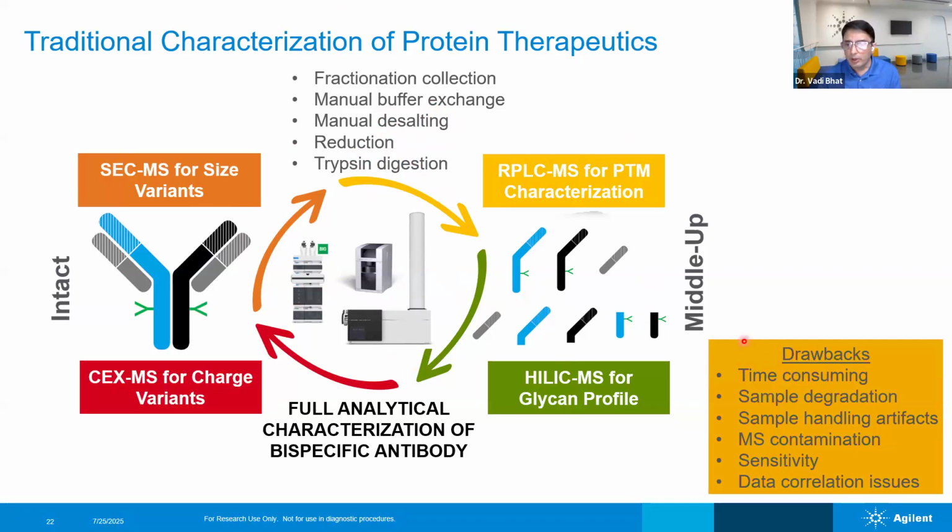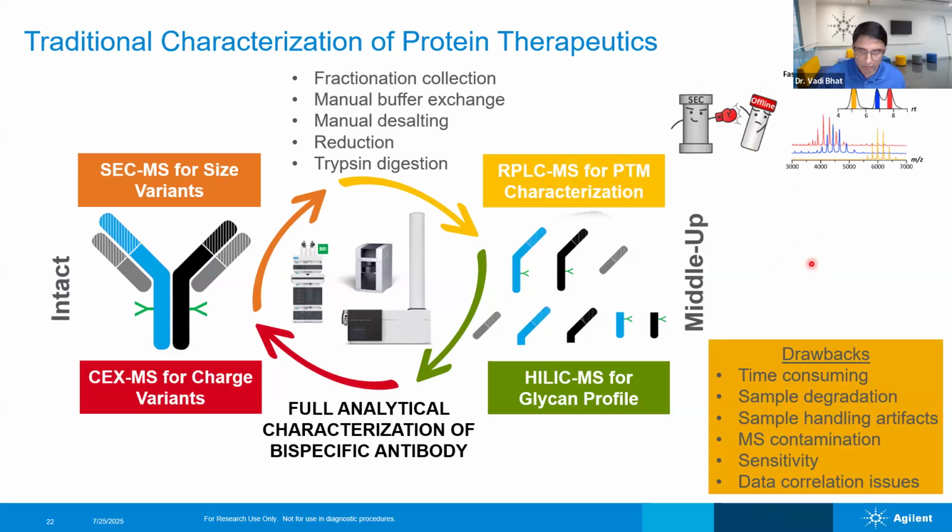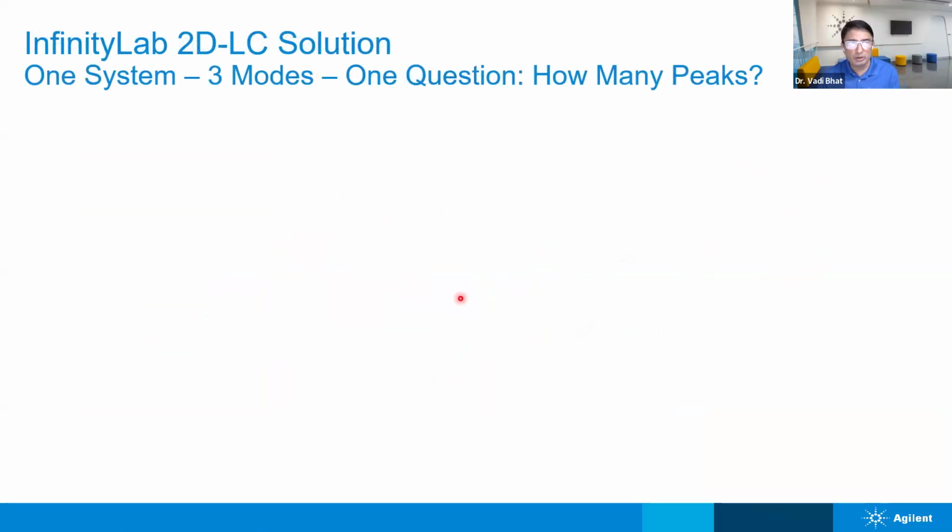Now, the drawbacks, as I mentioned: time consuming, like fraction collection, sample degradation can happen, contaminations can happen, loss of sensitivity, and data correlation can be an issue, because manually you have to do certain things. Now you can get rid of all these things, and you can do an online two-dimensional chromatography. That means your manual work can be integrated with the second dimension HPLC, so it can be integrated with the first dimension. So we look into some of these things.